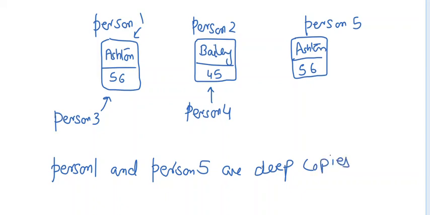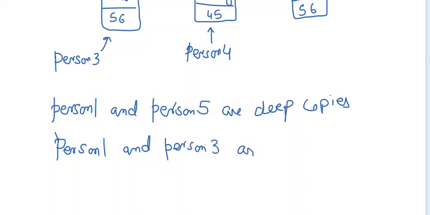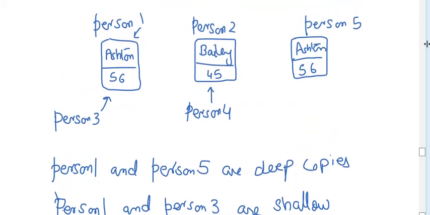Okay, we can also say that person 1 and person 3 are shallow copies of each other because they are both reference types, but they are referring to the same memory locations. So always remember, deep copies have similar values, but they live in different places in the RAM. Shallow copies are actually referring to the same place.